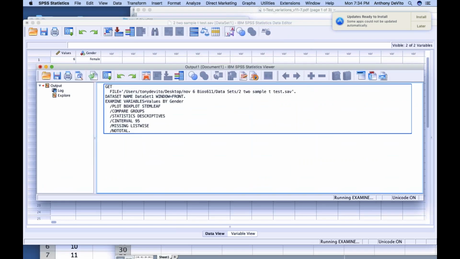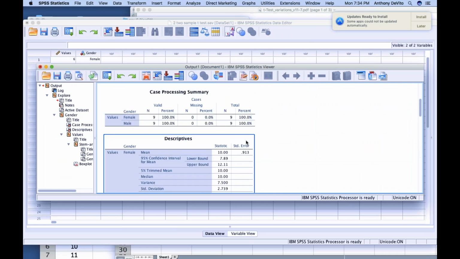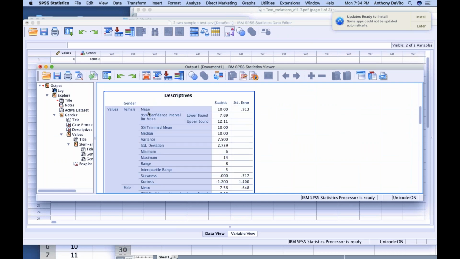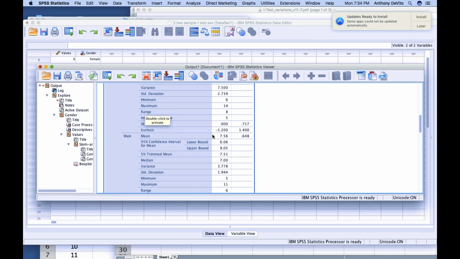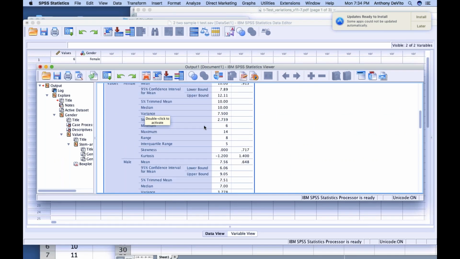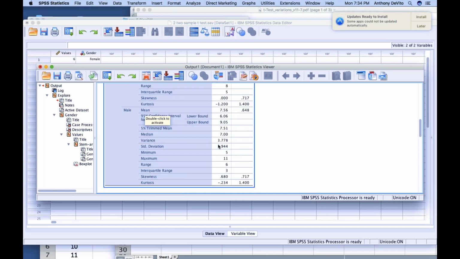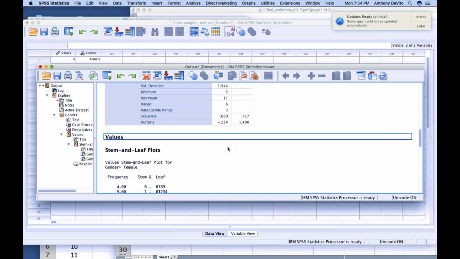My output window opens up. And here in my output window, I can see that the mean for females was 10. The mean for males is 7.56. These numbers should look familiar, right? The standard deviation for females was 2.739, same as we got. Standard deviation for males was 1.94. So we can see that our calculations were accurate.